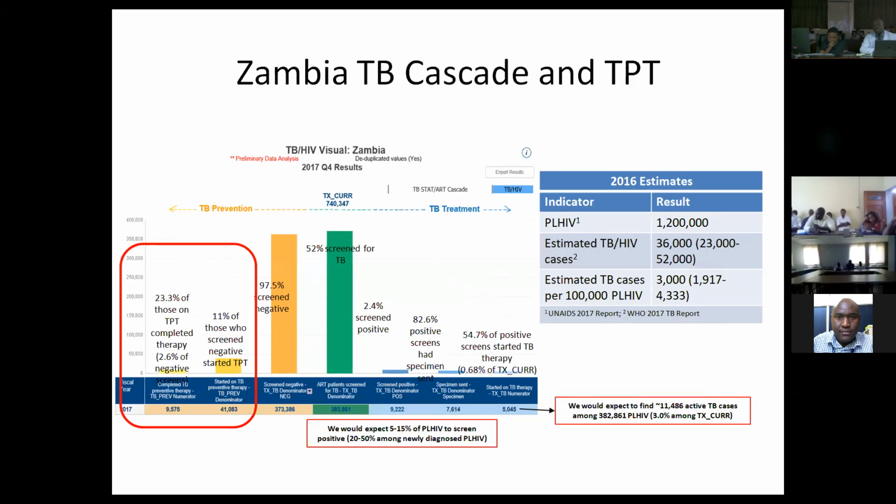Now, out of those who were initiated on isoniazid preventive therapy, only about 23% actually completed the mandatory 6 months of prevention. So this shows that we are still not doing very well, and hence we cannot see the benefit of isoniazid preventive therapy if we do not increase the uptake of the prevention.